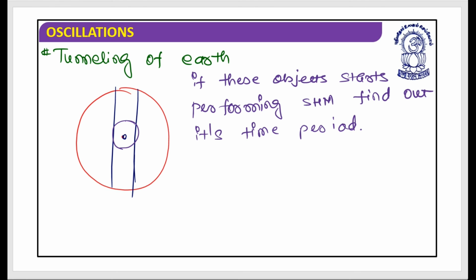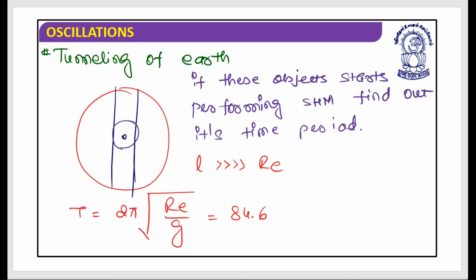If this starts performing SHM, what we understood is that this is the case when the length of the pendulum is much greater than Re. Then T equals 2 pi root of Re by g, as we have learned in the previous slides. This time period T, which equals 2 pi under root of Re by g, is equal to 84.6 minutes. I hope this is clear.